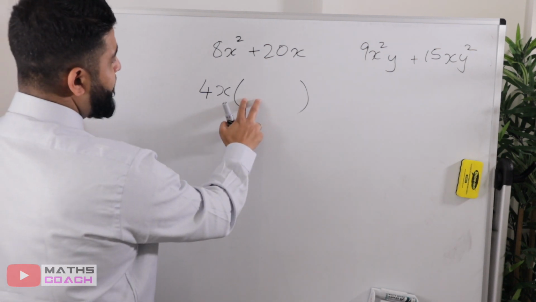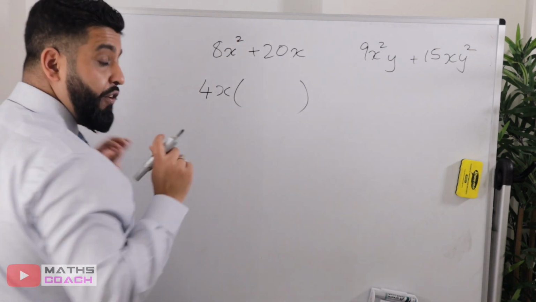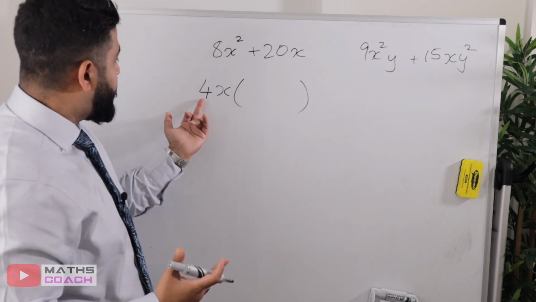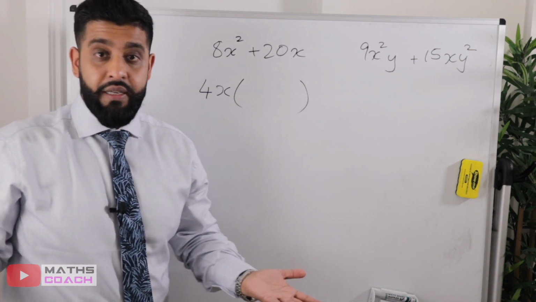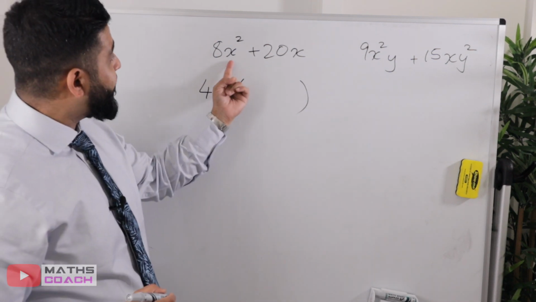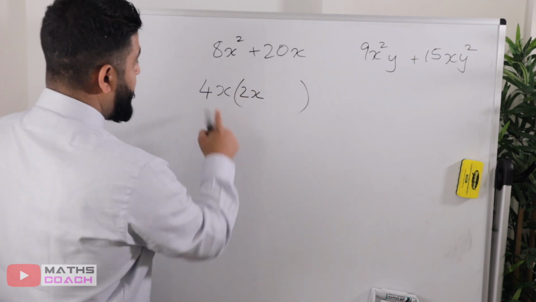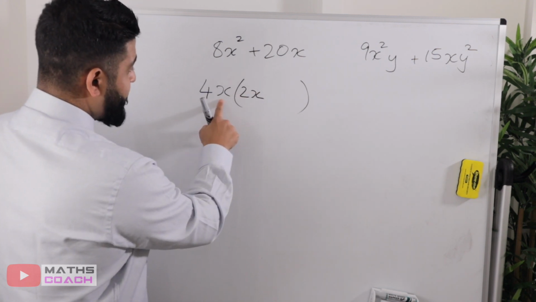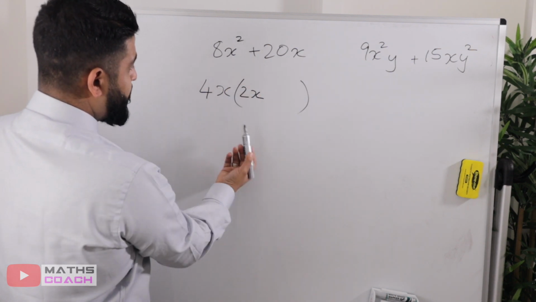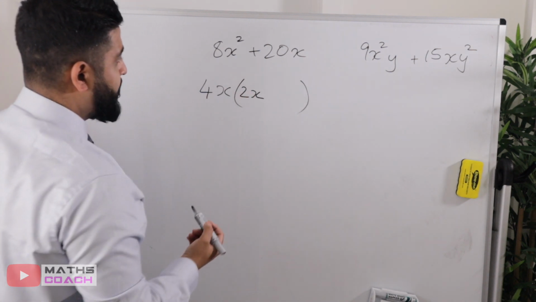And we need something here that will multiply with the 4x to give us 8x squared. Now, first of all, focus on the number 8. Okay, how do you get 8? So 4 times something should give you 8, right? So 4 times 2 will give you 8. But we want an x squared, so we will also need to add an x here. Now, if you look at this, 4x times 2x gives us 8x squared. 4 times 2 is 8. x times x is x squared.